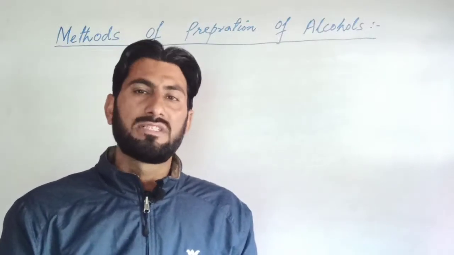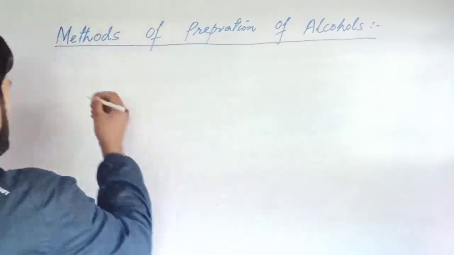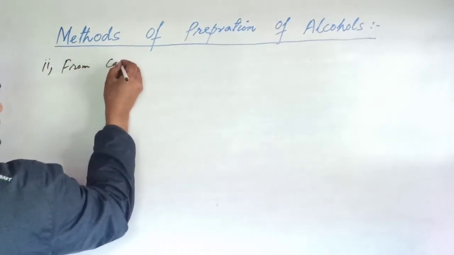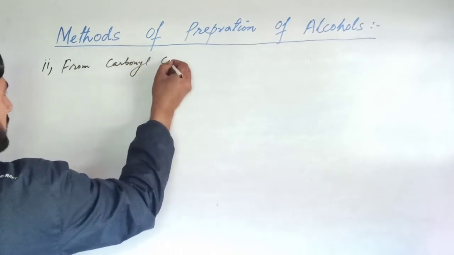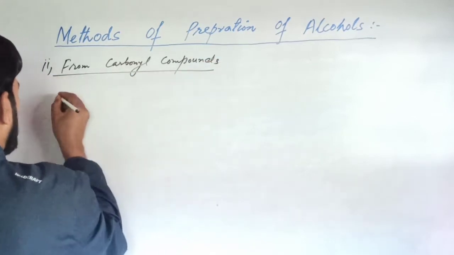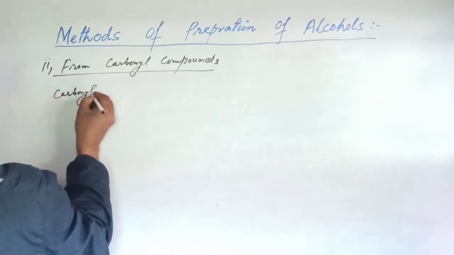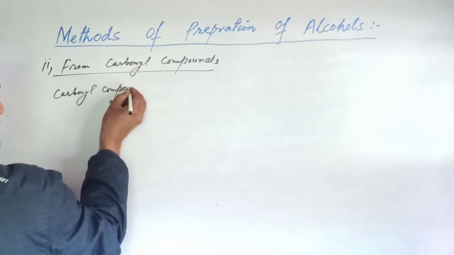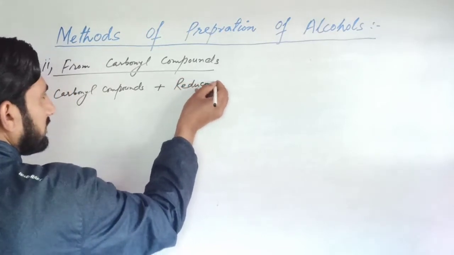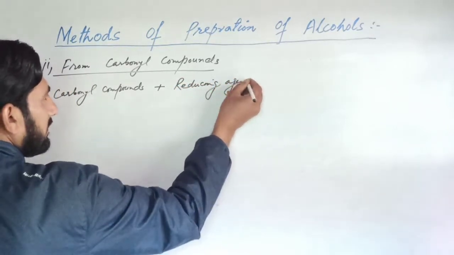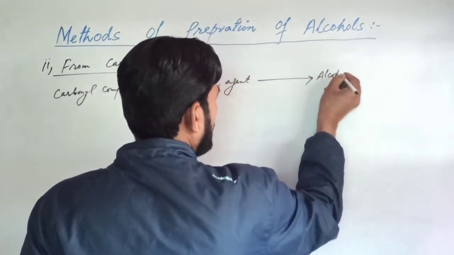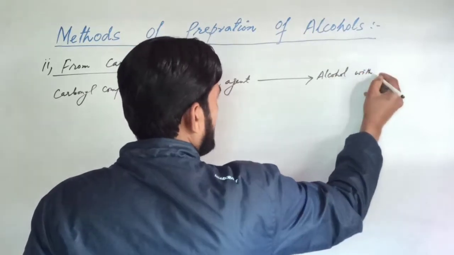Another method for the preparation of alcohol is from carbonyl compounds. Second method, from carbonyl compound. Carbonyl compounds, when treated with a reducing agent, form alcohol with the same carbon skeleton.